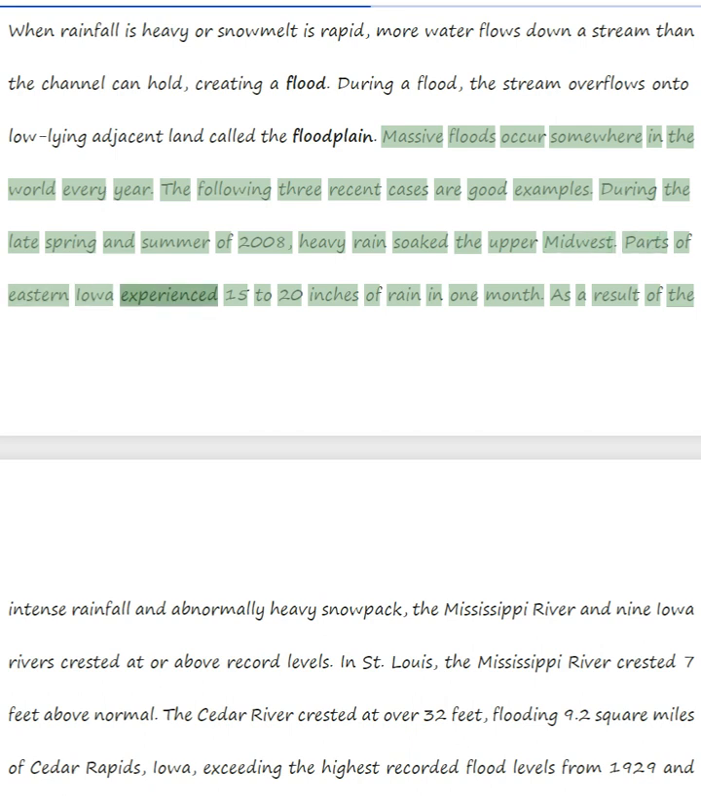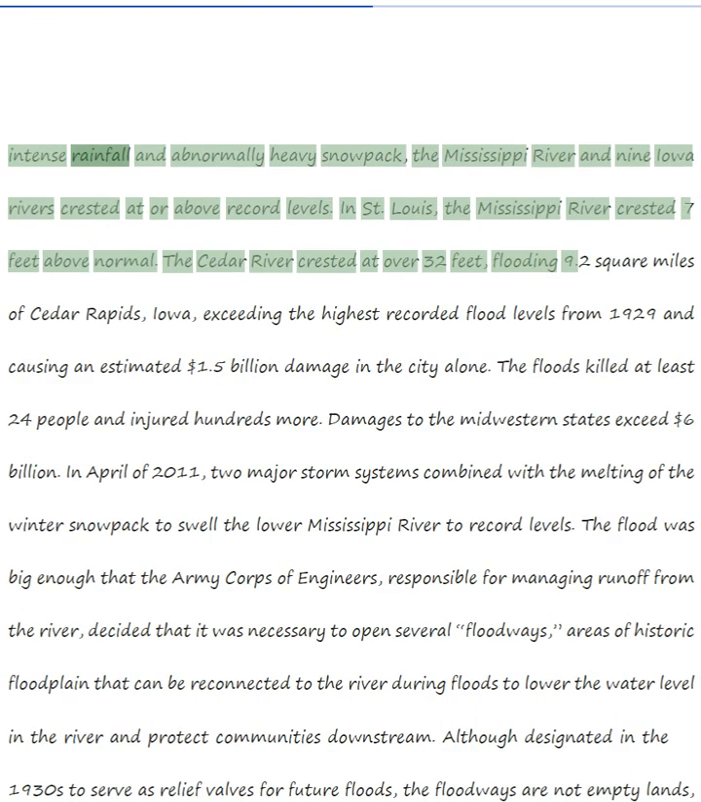Parts of eastern Iowa experienced 15 to 20 inches of rain in 1 month. As a result of the intense rainfall and abnormally heavy snowpack, the Mississippi River and 9 Iowa rivers crested at or above record levels. In St. Louis, the Mississippi River crested 7 feet above normal.